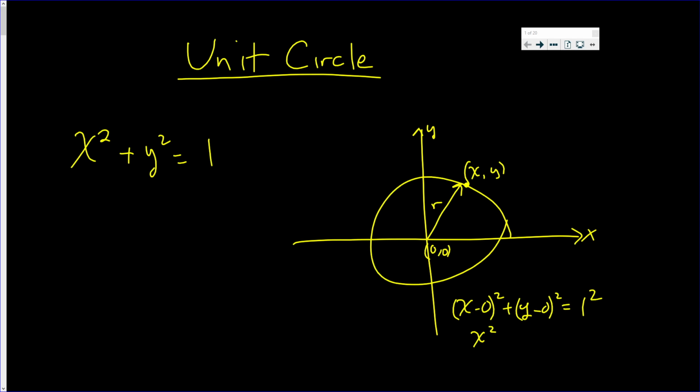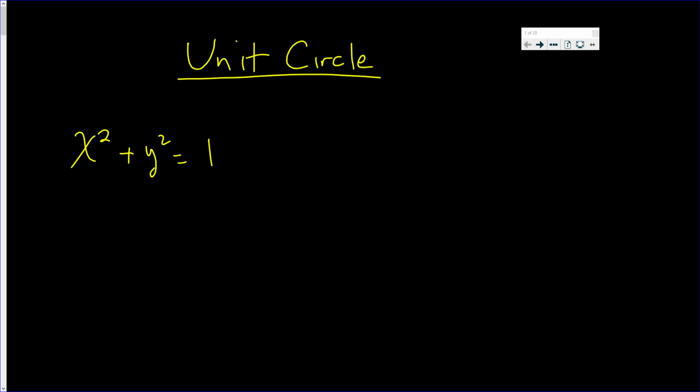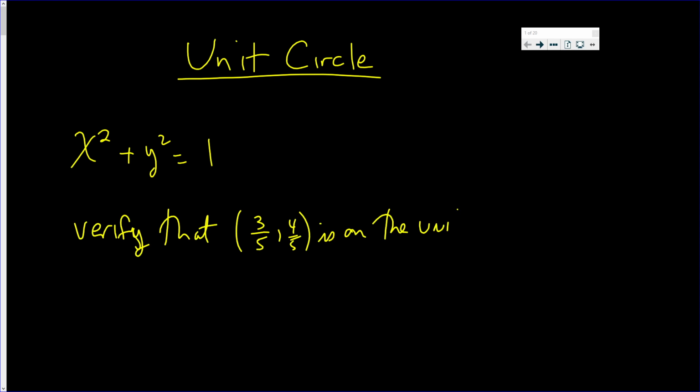So you have x minus 0 being x, y minus 0 being y, and this is equal to 1 squared, or 1. That is the equation of a unit circle. Unit meaning the radius is 1. So we want to decide whether or not certain points are on the unit circle. How about you want to verify that the point 3/5, 4/5 is on the unit circle.